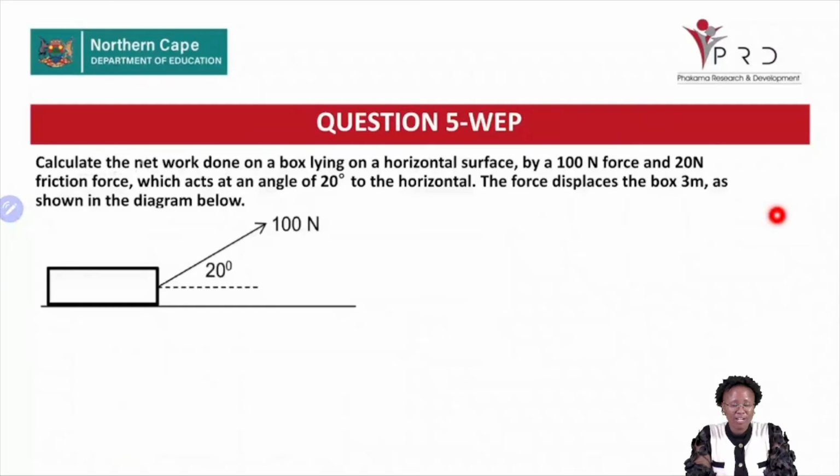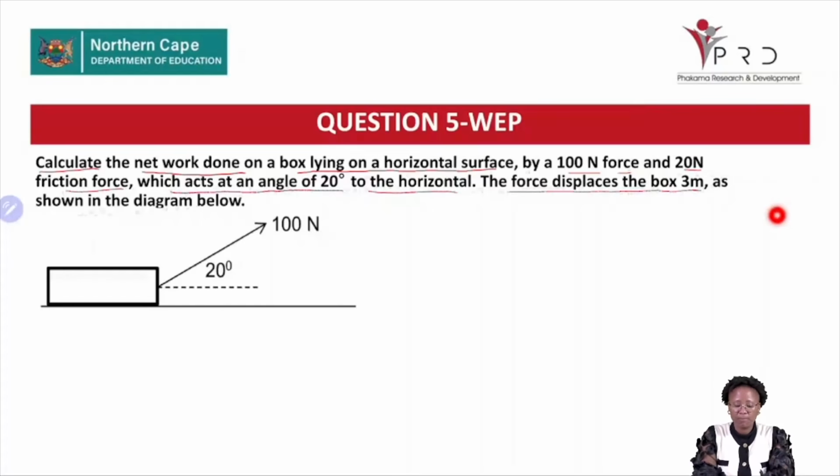Now let us try to do this one together. It says, calculate the net work done on a box lying on a horizontal surface by a 100 Newton force and a 20 Newton frictional force, which acts at an angle of 20 degrees to the horizontal. The force displaces the box 3 meters as shown in the diagram below.